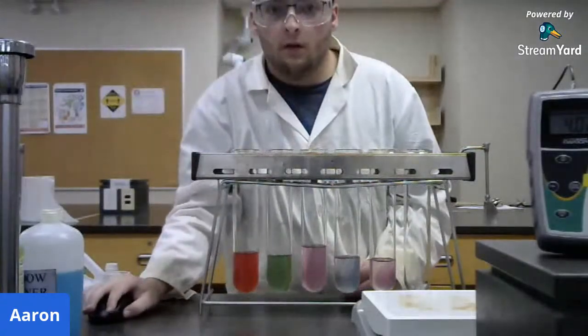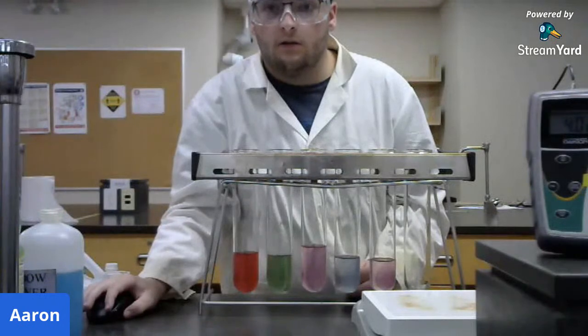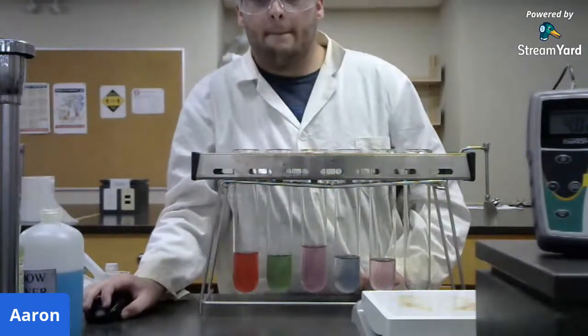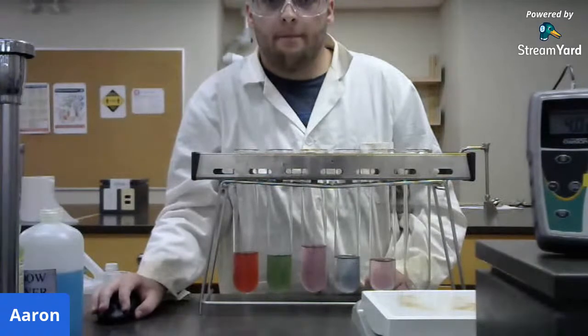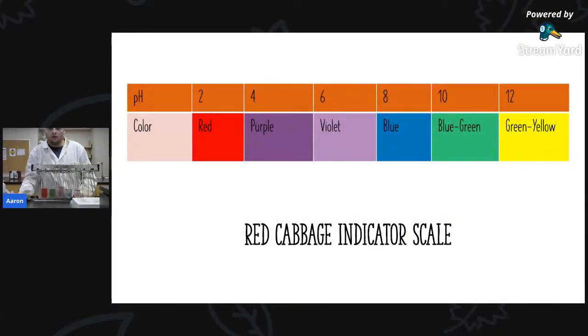So let's talk more about that color. So here's our indicator scale for our red cabbage. As you can see, it's not the same as our universal indicator.